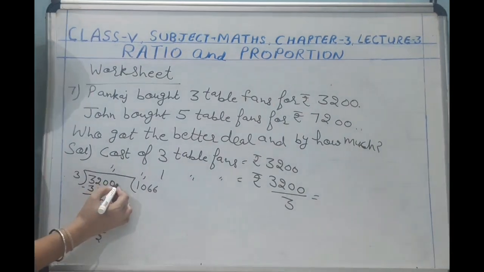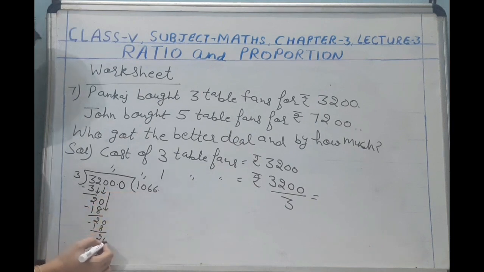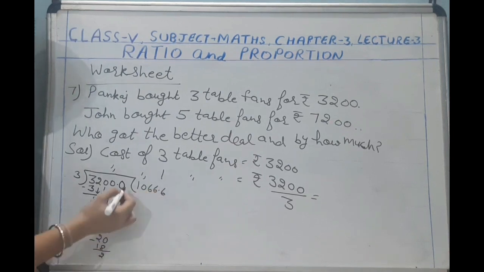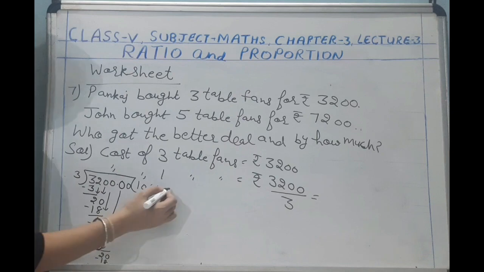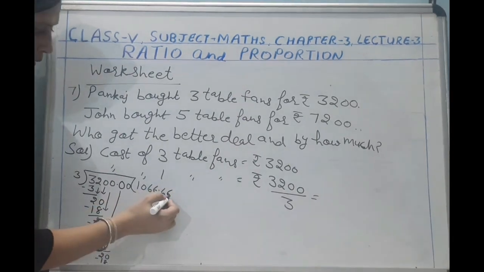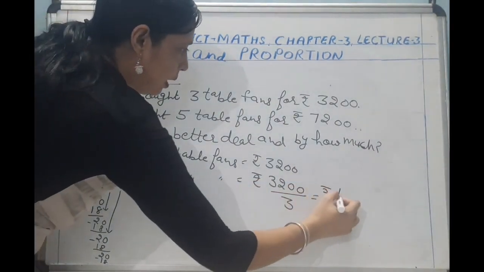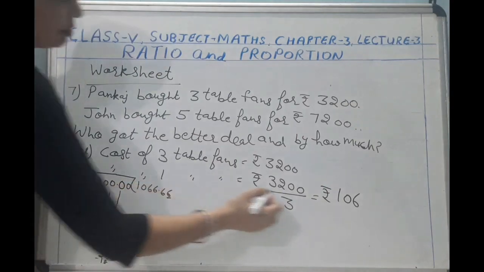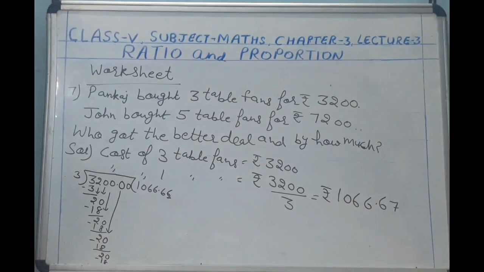We are getting same type of question always, है ना? Again now you will take decimal and 0. 2 6 are 18. Again 2 is left. Take one more 0. 2 6 are 18. Again 2 will be left. So what we will do? Always we are getting remainder 2. So we will write down ₹1,066.67. This is the cost of 1 table fan purchased by Pankaj.